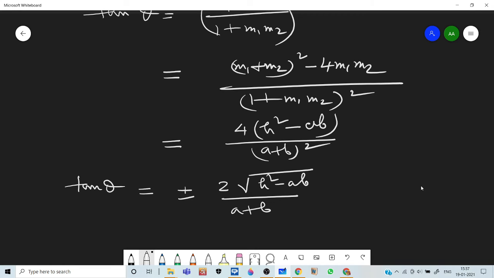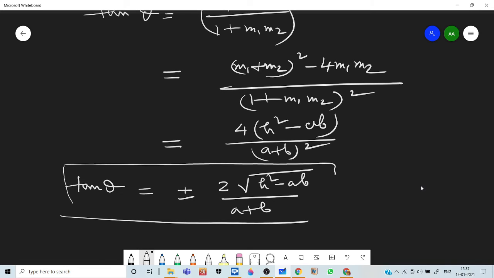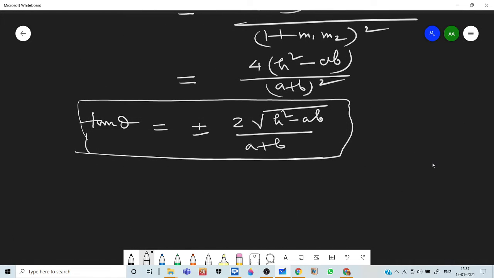So tan theta is equal to this. Very important result in this chapter. Tan theta is equal to this, and we take positive sign or negative sign according as theta is acute angle (positive sign) or theta is obtuse angle (negative sign).